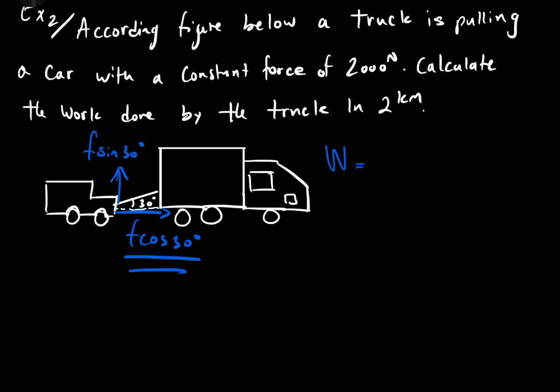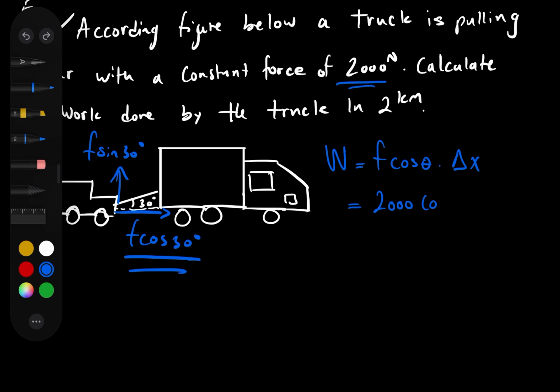So in order to calculate the work, we just have to multiply f cosine of theta by the displacement. Now, the force that's being applied by the truck is 2,000 newtons. That we already know from the question. The angle is 30 degrees, so 2,000 times the cosine of 30. And the displacement is 2 kilometers, so that's 2,000 meters. All right, let's go ahead and calculate this.